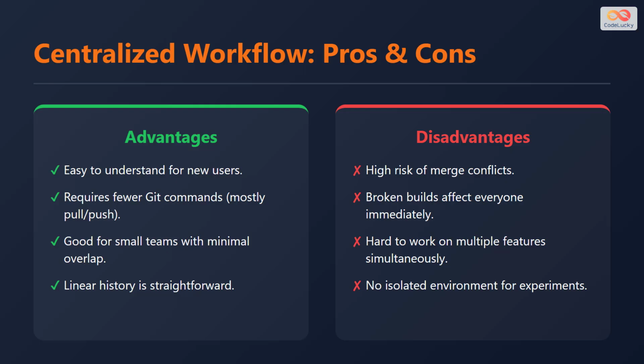While the centralized workflow is easy to understand, it comes with significant trade-offs. On the plus side, it requires very few Git commands to memorize. However, the downsides are serious for growing teams. There is a high risk of merge conflicts since everyone edits the same branch. Also, if someone pushes broken code, it immediately affects everyone else on the team, halting progress until it is fixed.